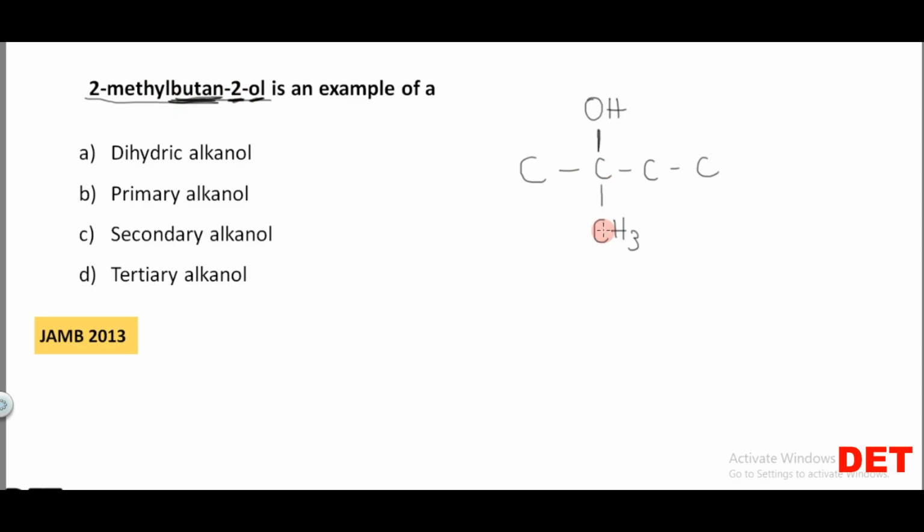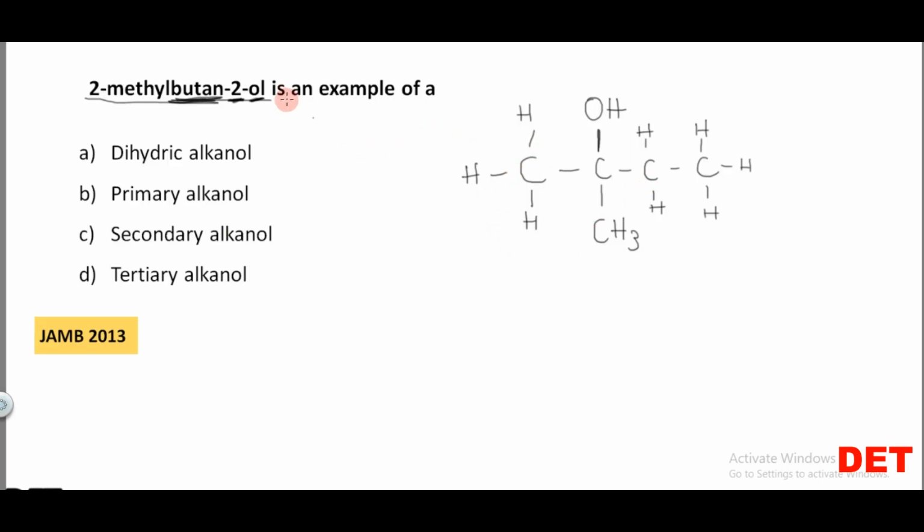2-methyl is telling us that the methyl group is at carbon 2, and butan-2-ol is telling us that the OH group is at what? Carbon 2. So the next thing I will do is fill the rest of the bonds with hydrogen. So this is our 2-methyl butan-2-ol.